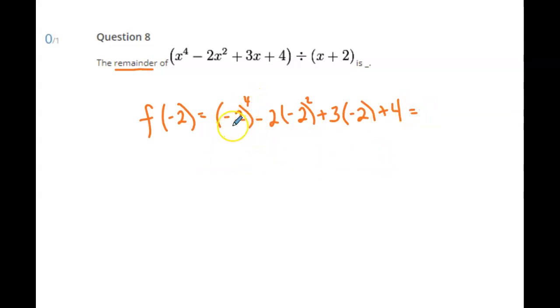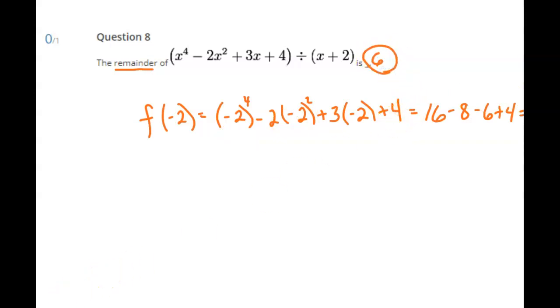So that would be negative 2 raised to the 4th power is 16. Then negative 2 quantity squared is 4 times negative 2 is a minus 8. Then we have a 3 times negative 2 is minus 6. And then our positive 4. So 16 minus 6 is 10, minus 8 is 2, plus 4 is 6. And so then since f of negative 2 is equal to 6, 6 is the remainder.